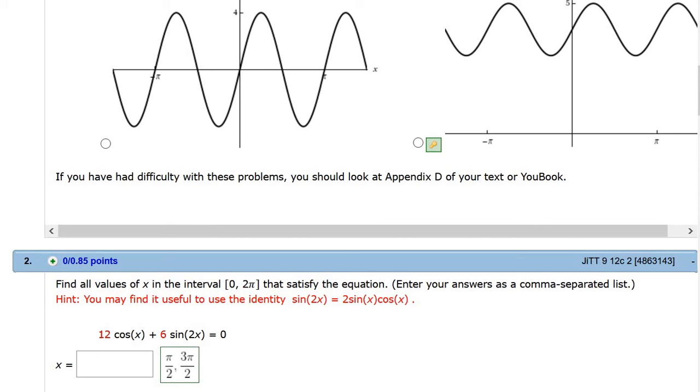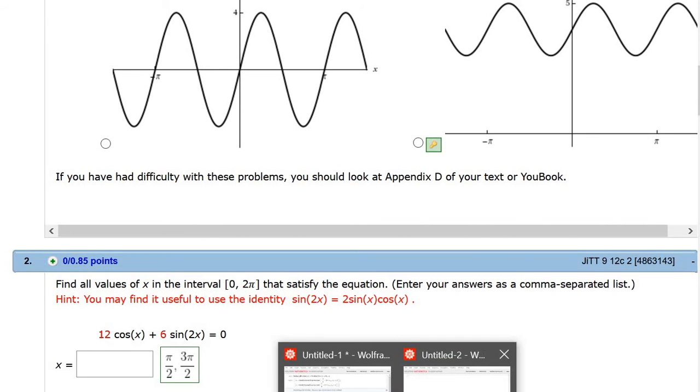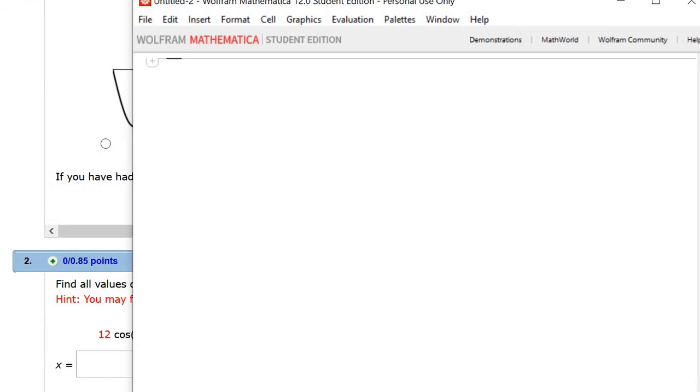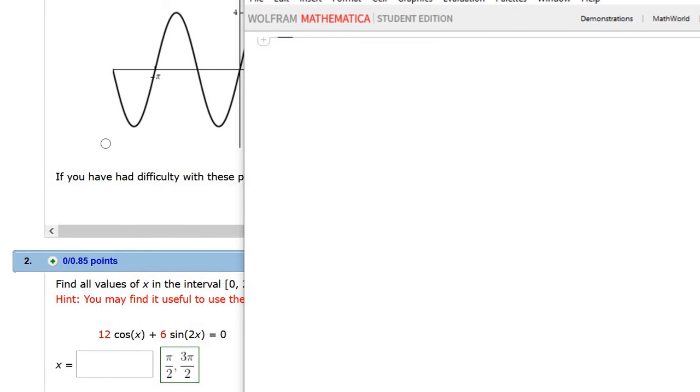All right, this is an emergency podcast for JiTT 9. I didn't realize it would cause so much trouble. So here, you're supposed to solve a cosine equation. You can follow the directions. I will be teaching that in calculus, but you can also type it into Mathematica.